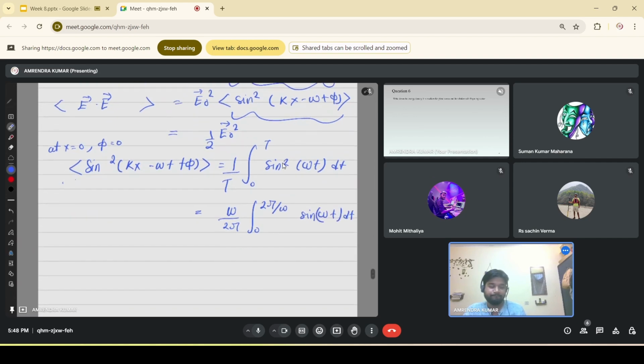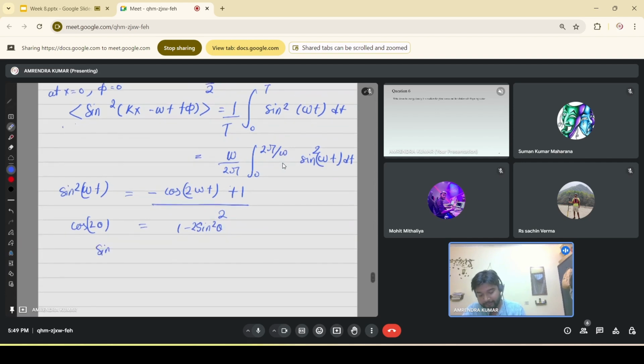Now we know that sine square omega t is nothing but cos 2 omega t minus 1 over 2, with a sign correction, because we know that cos 2 theta is equal to 1 minus 2 sine square theta.